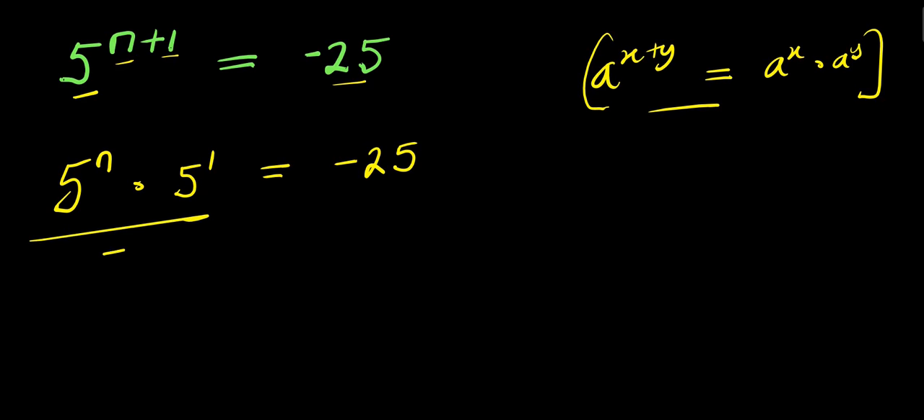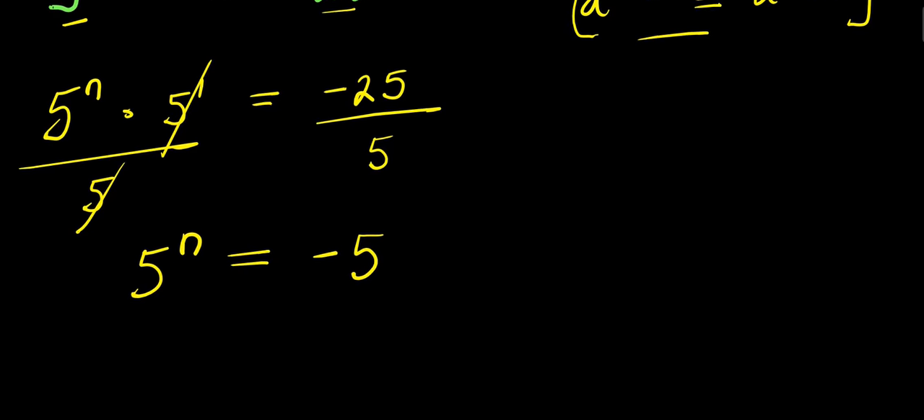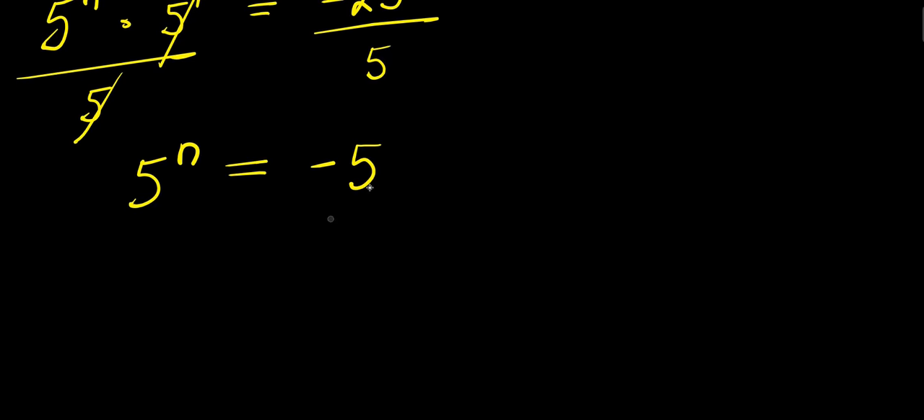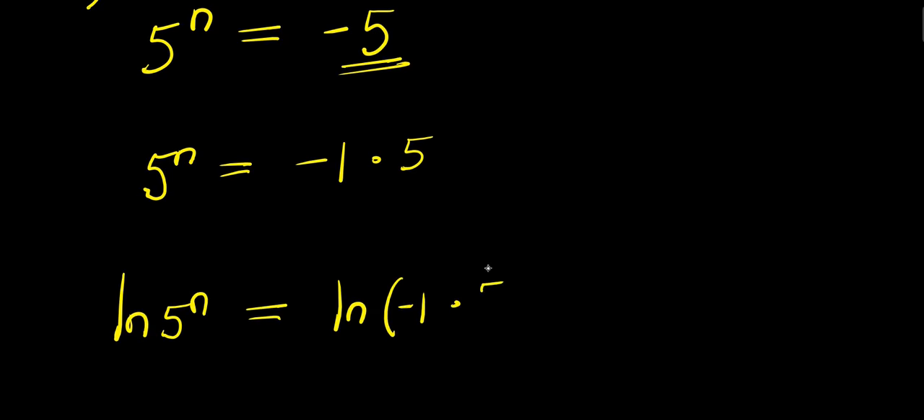I can divide this by 5. Divide this by 5. 5 eliminates 5. I have 5 power n equals negative 25 divided by 5, that is negative 5. So from here, I can express negative 5 as product of negative 1 and 5. I have 5 power n equals negative 1 times 5. I can then apply natural log. I have natural log of 5 power n equals natural log of negative 1 times 5.